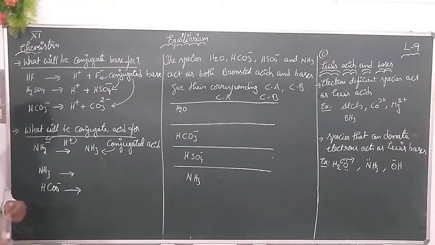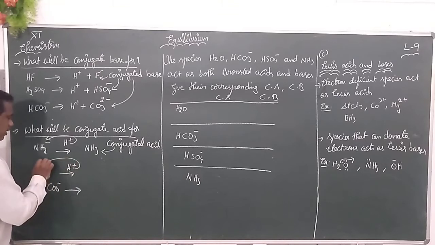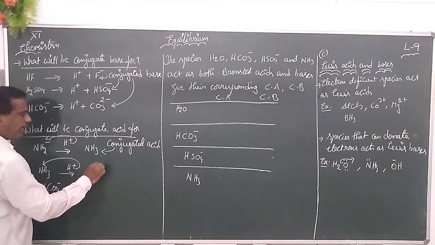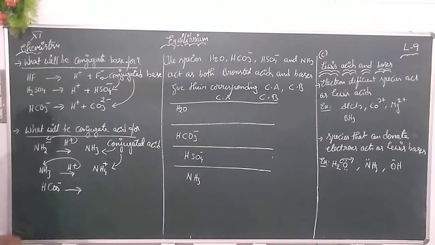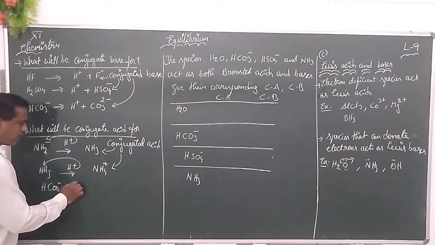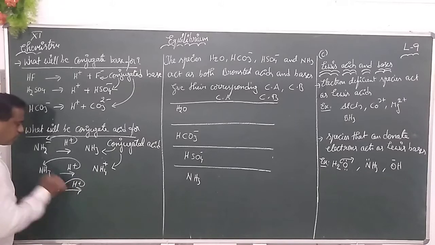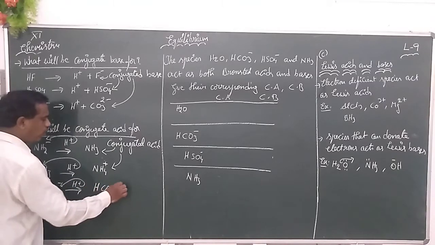Now what will be the conjugate acid for NH3? Imagine it gets one H plus added. Then we write NH4 plus is the conjugate acid of ammonia. Good. Then what will be the conjugate acid of HCOO minus? Here also we need to add one H plus ion. It is added to the negatively charged oxygen, forming HCOOH.